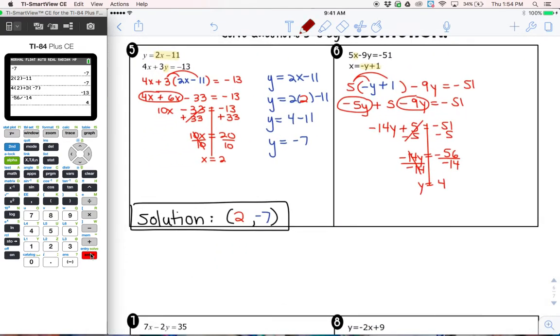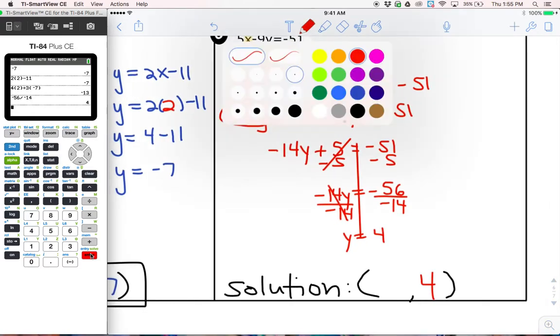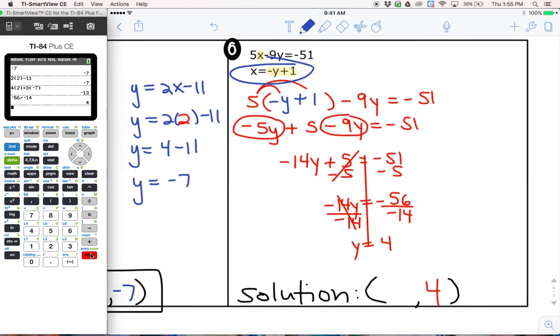Let's not forget, as we mentioned, that this solution to a system always has an x and a y. So be really careful, because this time I found y, which means that this 4 goes in the second spot. It goes in the spot where y usually goes. So I found y, I still need to find x. You can plug the 4 into either of the equations we were given, but I think this one is easier.